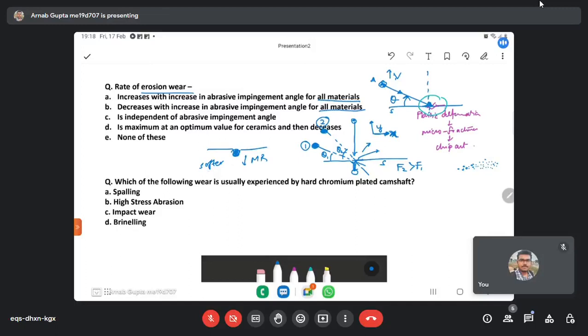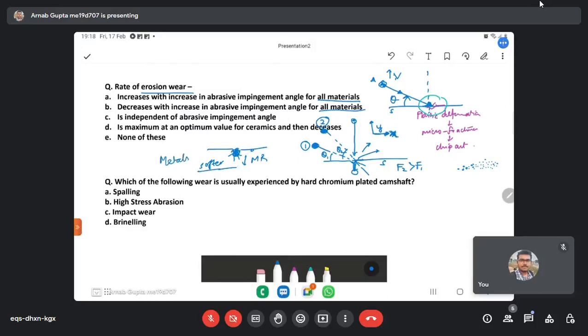You can see microfracture happening from here, but the wear rate or the erosion rate won't be very high because these particles are getting embedded on the surface. This happens in case of softer materials like metals, most of the metals we can say.